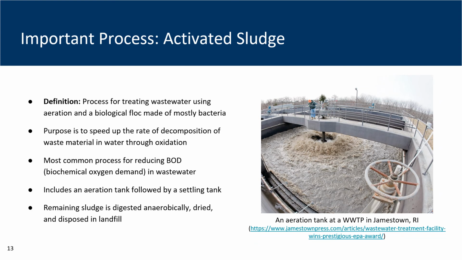The final wastewater treatment process we are going to touch upon is the activated sludge process. This process can be defined as a method for treating wastewater using aeration and biological floc, which is made of mostly bacteria, but also contains protozoa and fungi, known as biomass. The main goal of the activated sludge process is to convert non-settleable substances into settleable sludge, which is removed from the water. To do this, most of the BOD, or biochemical oxygen demand, needs to be removed from the wastewater.